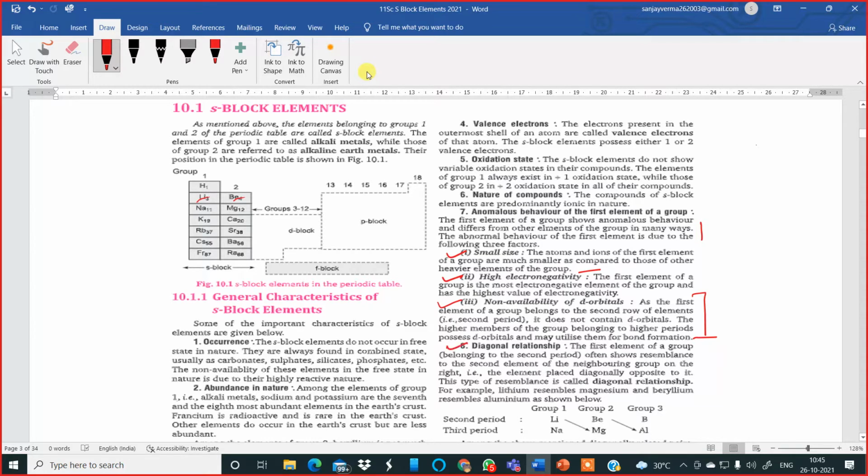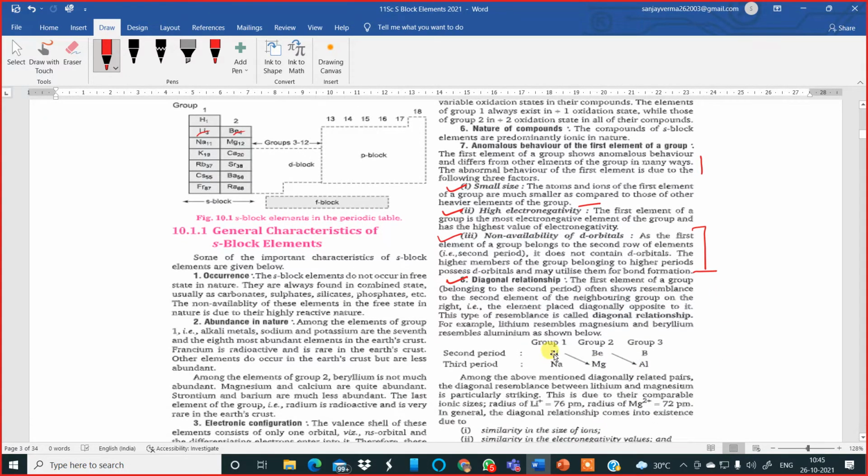Now, the next one is diagonal relationship. The first element of a group belonging to the second period often shows resemblance to the second element of the neighboring group on the right, the element placed diagonally opposite to it. So this type of relationship, for example, lithium and magnesium, beryllium and aluminum, boron and, over here, you'll get the element from the next third period. These elements are said to be similar in properties.